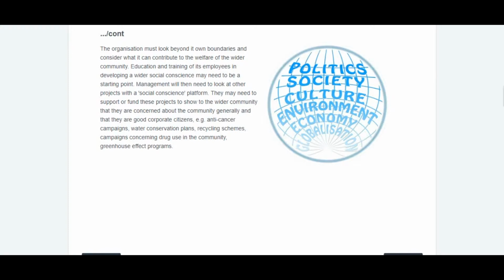Organizations must look beyond their own boundaries and consider what they can contribute to the welfare of the wider community. Education and training of its employees in developing wider social concerns may need to be a starting point. Management will then need to look at other projects with a social conscience platform. They may need to support or fund these projects to show the wider community that they are concerned about the community generally and that they are good corporate citizens.